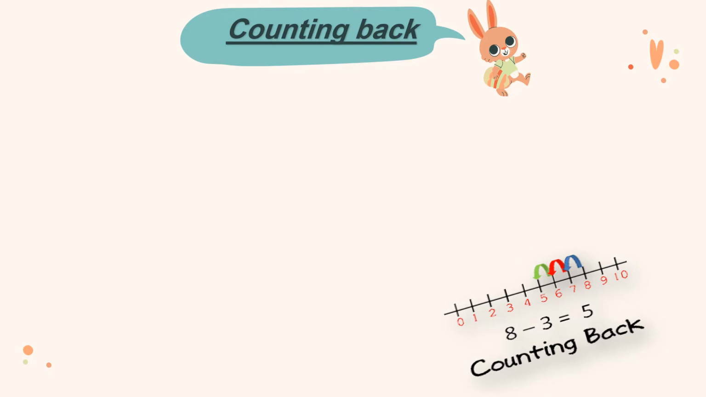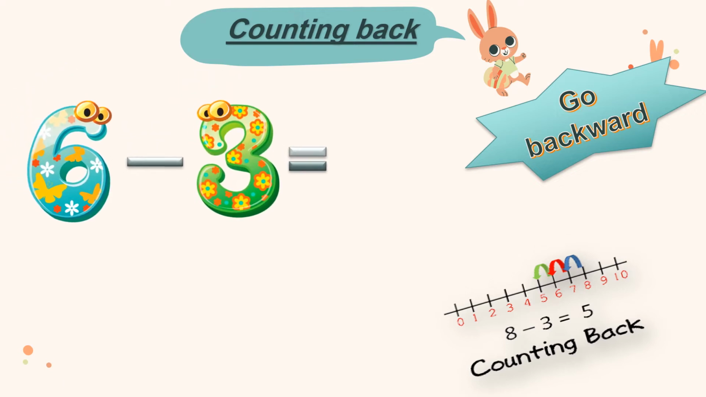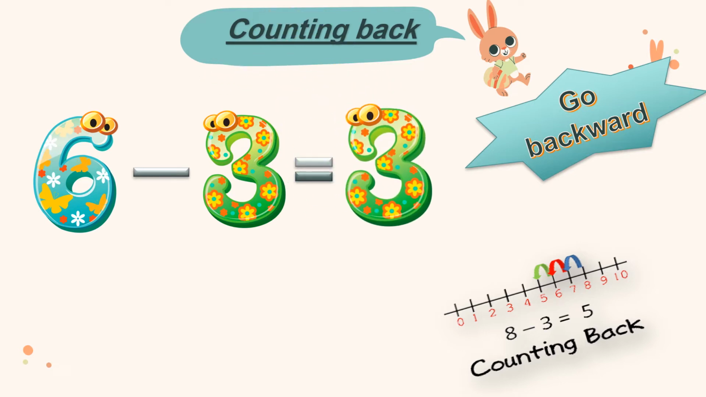Let's move to counting back. Counting back means go backward. For example, 6 minus 3. We will count back 3 steps. Before 6: 5, 4, 3. So 6 minus 3 equals 3.